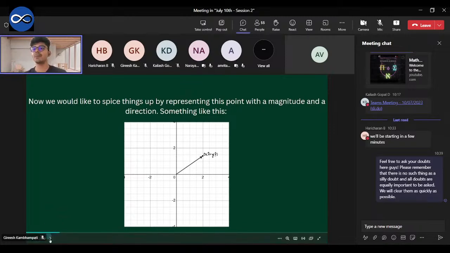It's usually like x cap plus y cap. Sometimes you can also denote it as x i cap plus y j cap. But yeah, it means the same. So yeah, you can go to the next slide.